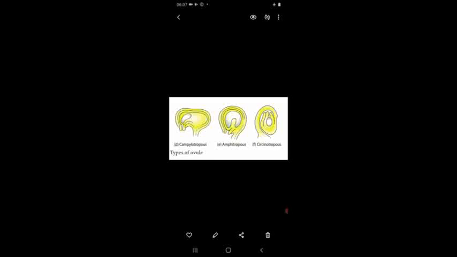Next one, amphitropous. The chalaza and the hilum distance is very less. So the nucellus is modified into a horseshoe shaped structure. Next one, cercinotropous. The funicle is long and surrounds the ovule. That is called cercinotropous.